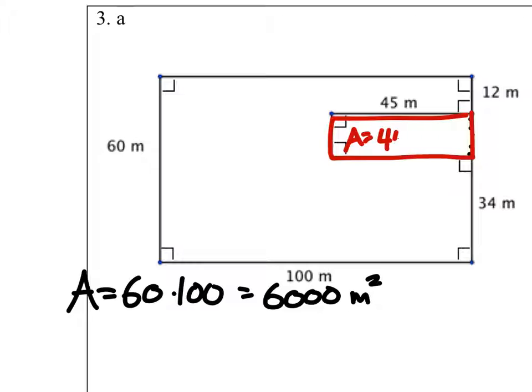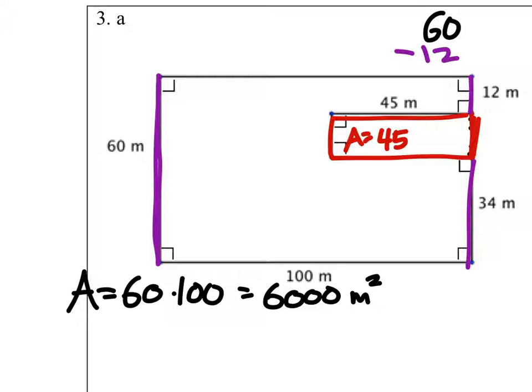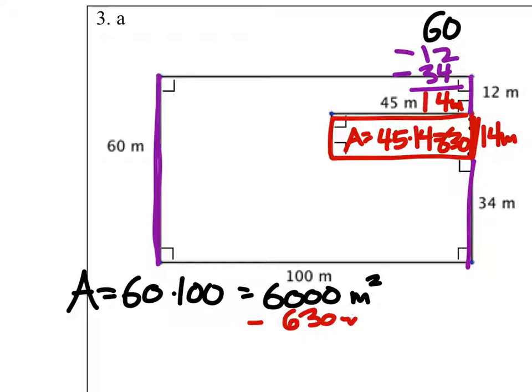I can see the length is 45 meters, but what is the width on this thing? Well, this length is 12 right here, and this one's 34. The whole thing should be 60 meters, right? So we've got to take the 60 and subtract the 2 that we know, 12 and 34, and that will tell us how long that length is. So 60 minus 12 minus 34, and that is 14 meters. So I've got 45 times 14 for the area of this shape, which is 630 square meters, which I need to subtract off the 6,000.